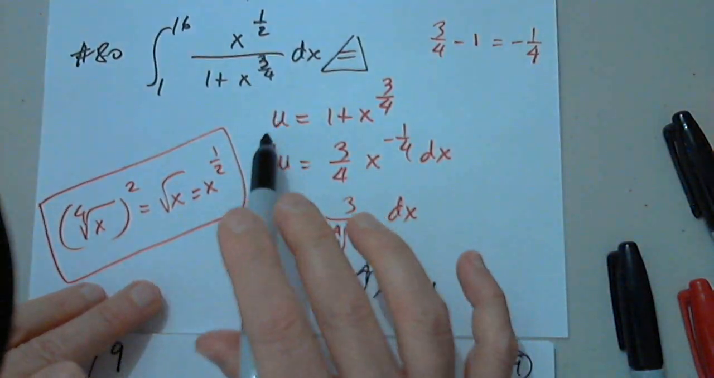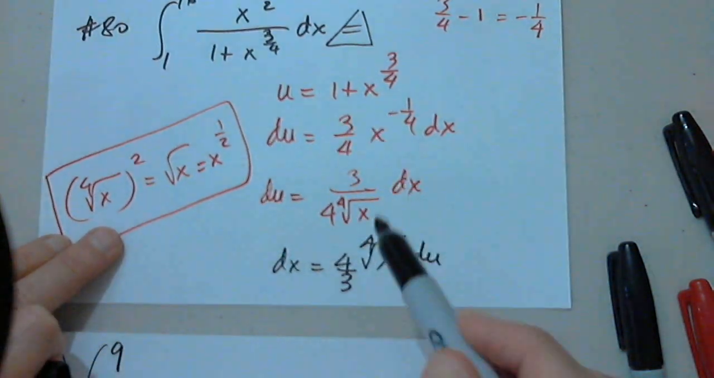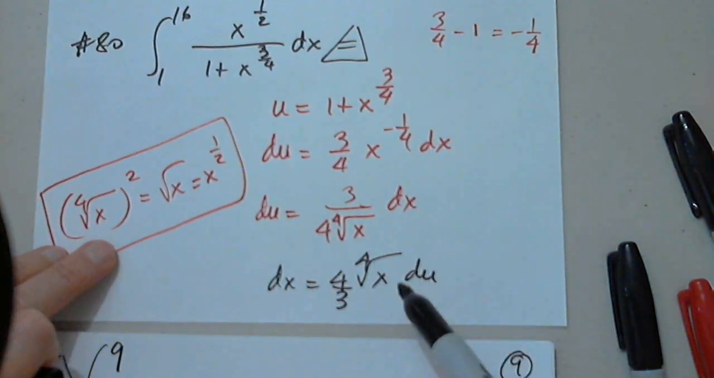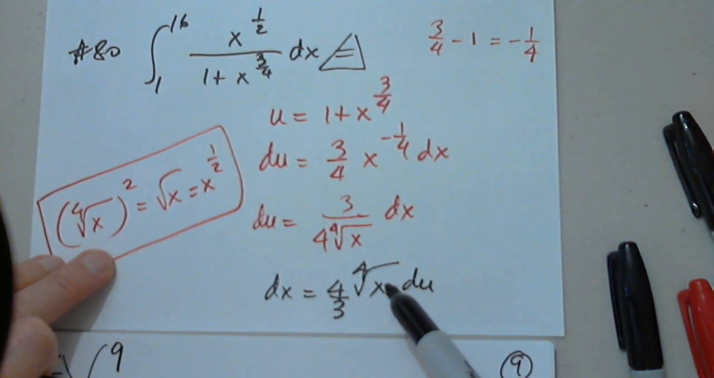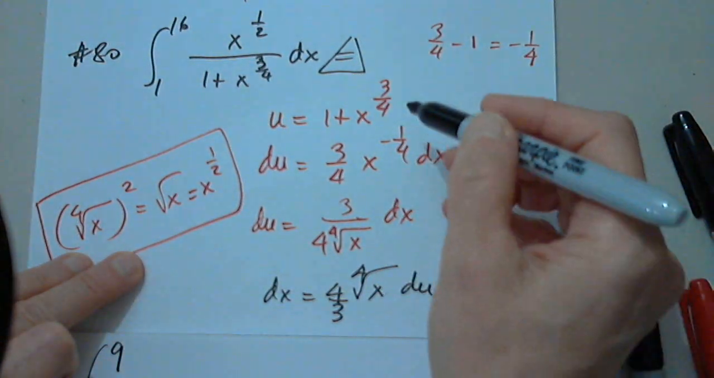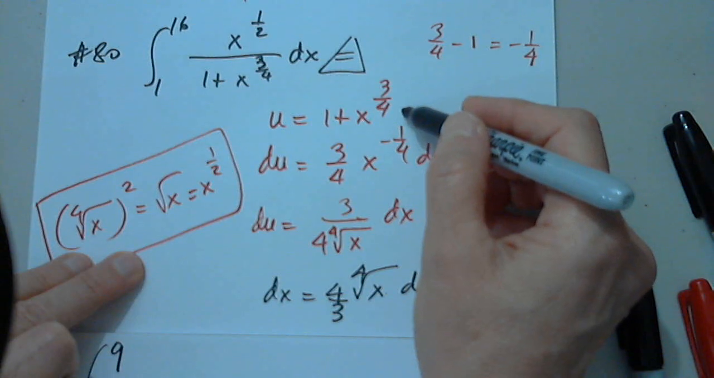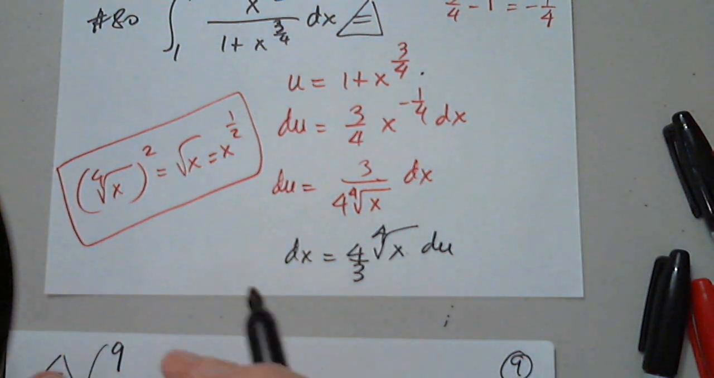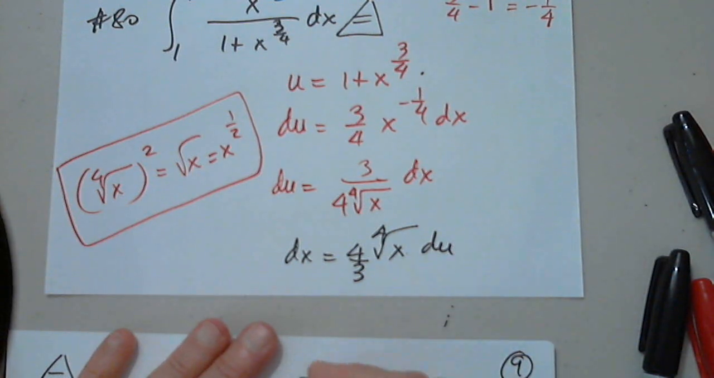I cannot write this in here because I cannot have x. So I have to get the 4th root of x somehow from here, because otherwise I can't continue. So I'm going to leave this alone and then come back to it.